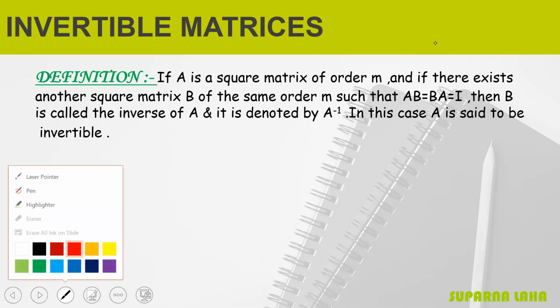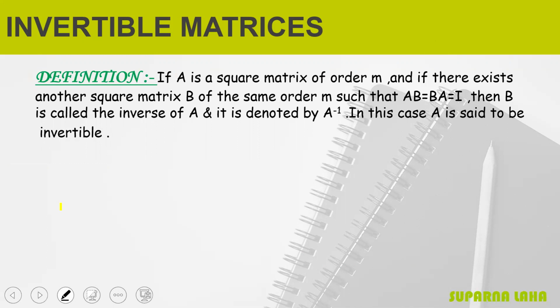Now let's understand the meaning of this definition. The primary condition for finding the inverse of a matrix is that it must be a square matrix. We have to take a square matrix of order m, meaning an m by m order square matrix, and if there exists another square matrix B of the same order, and it follows this condition, that is AB equals BA equals identity, then B is called the inverse of A and it is denoted by A inverse. In this case A is called invertible.